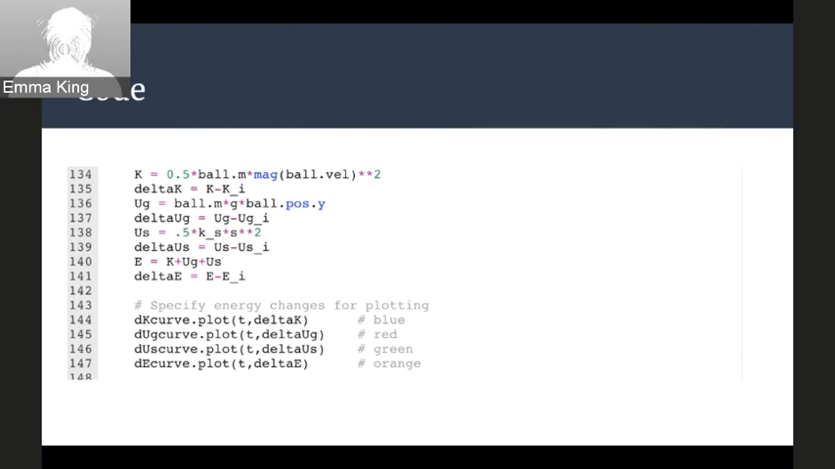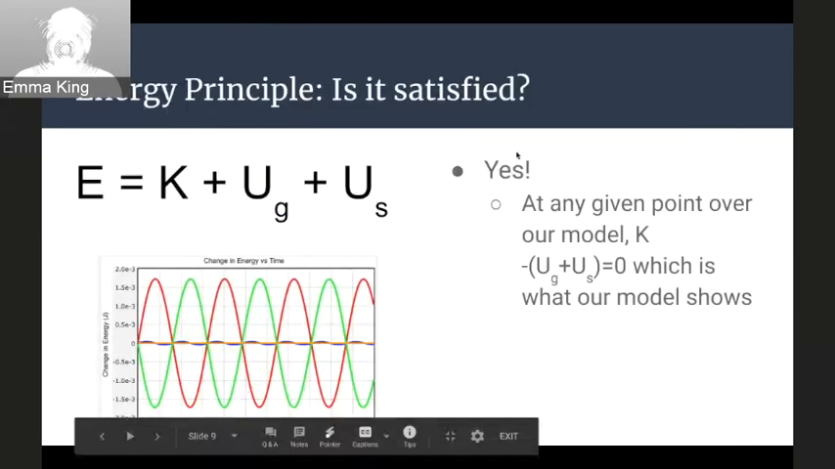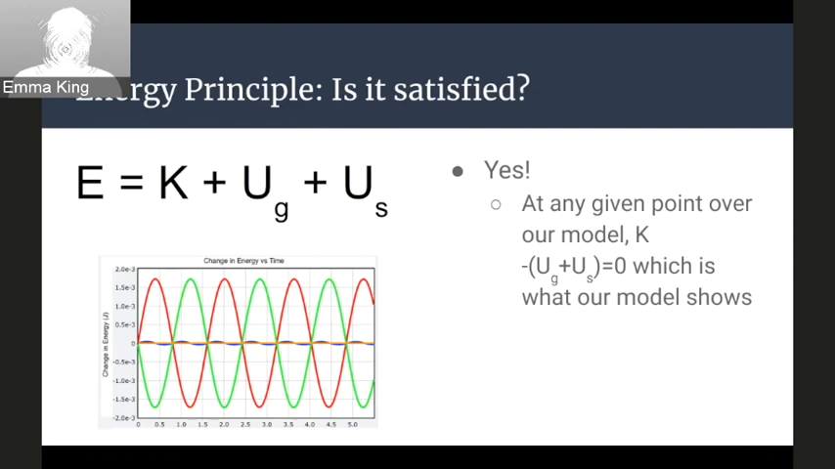From our graph, we can see that these things always cancel each other out perfectly. So E equals EI because delta E is always equal to 0. And then this is just to actually plot it. As I've said, the energy principle is satisfied, which we can see because at any given point, all of these numbers will perfectly cancel each other out to be equal to 0, which is what we want because that means the energy within the system isn't changing.